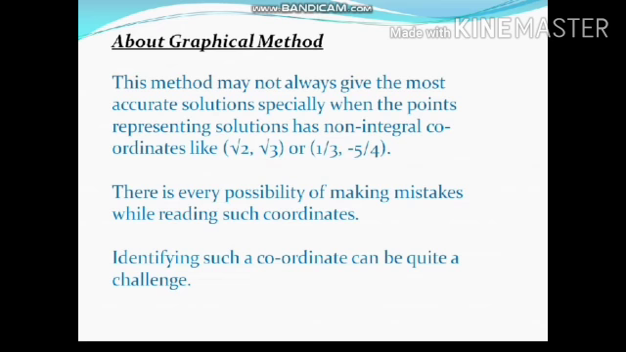Students, the graphical method may not always give the most accurate solution, especially when the points representing solutions have non-integral coordinates like root 2 comma root 3 or 1 by 3 comma minus 5 by 4. There is every possibility of making mistakes while reading such coordinates. Identifying such a coordinate can be quite a challenge. So how do we solve such equations?